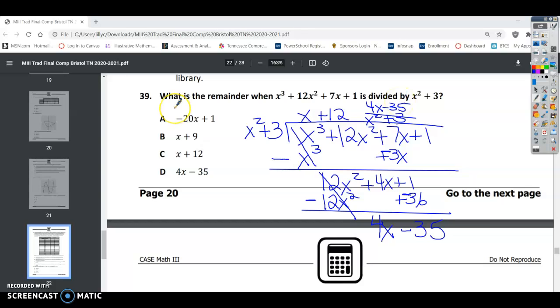All right, so what is the remainder? The remainder is 4x minus 35. Sometimes they write it over the divisor, and sometimes they just write it as what the numerator is. So for question 39, the answer is D.